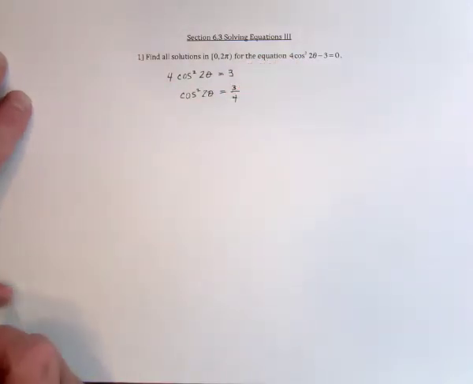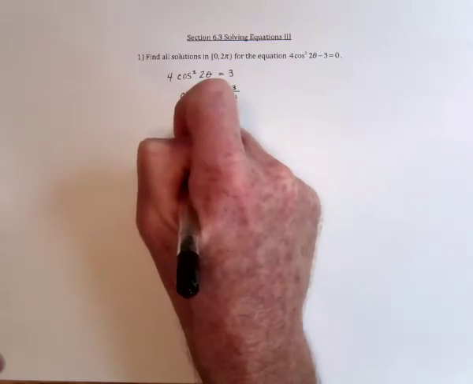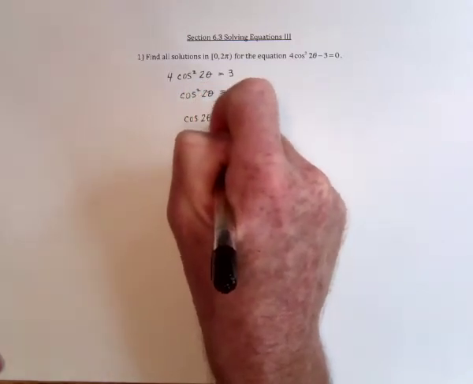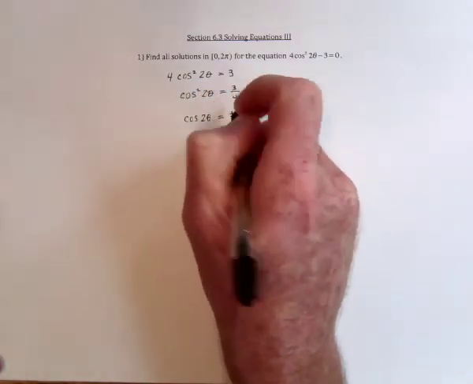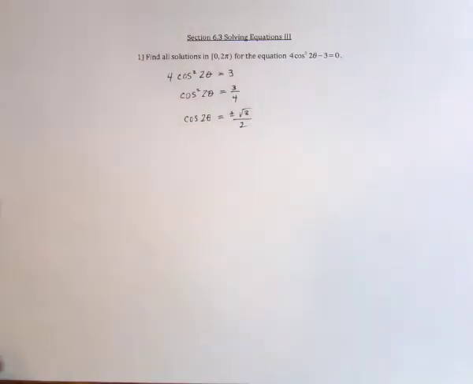And now take the square root, but keep in mind that when you take a square root, it can be positive or negative. So cosine of 2 theta is equal to plus or minus, and then the square root of 3 will stay square root of 3, but the square root of 4 is a 2.